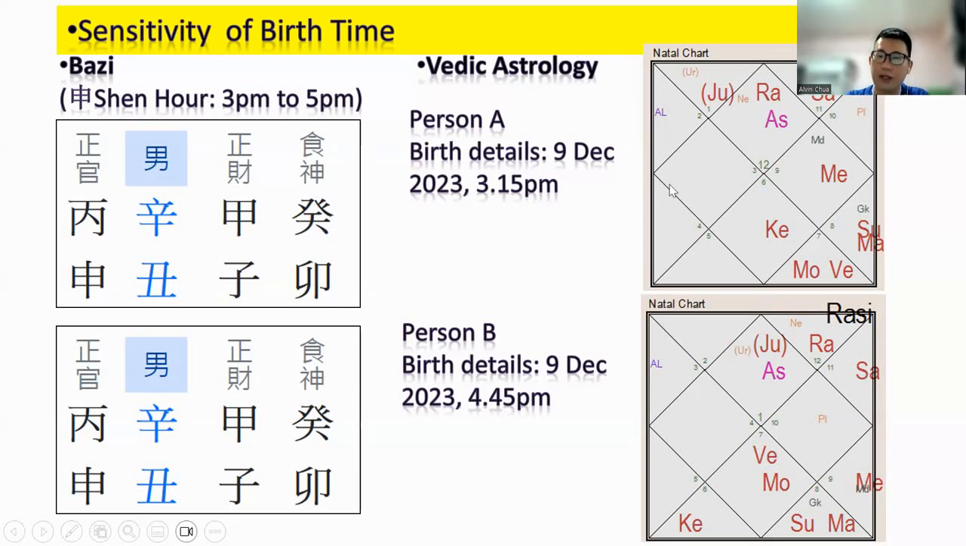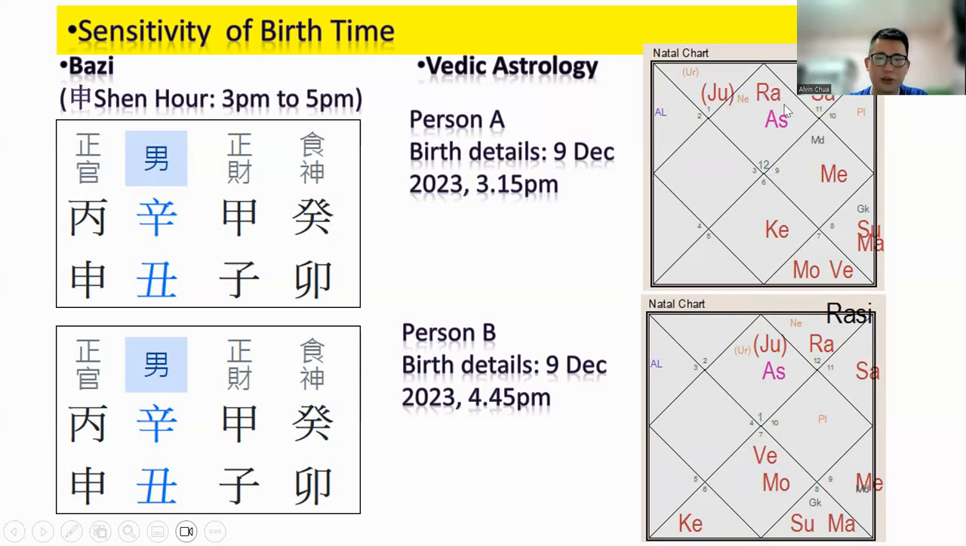Then over here, we have the Vedic Astrology chart for this person born at 3:15. Based on the number here, 12 represents Pisces. So this person is born at a time where Pisces is at the eastern horizon.